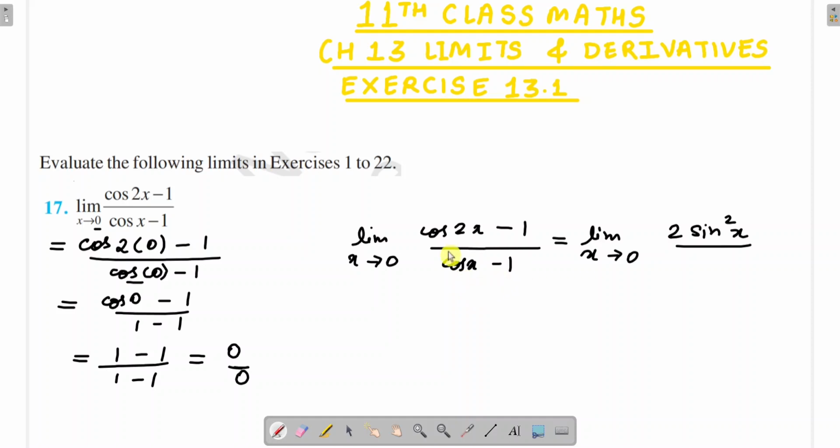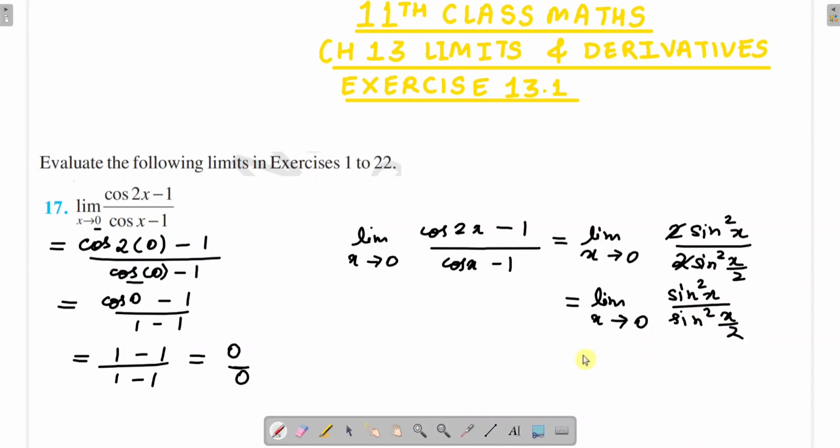Now this is a half angle formula. Cos x minus 1 is what? Cos a minus 1, or cos x minus 1, is minus 2 sine square x by 2. So this will be equal to limit x tends to 0. Now 2 and 2 get cancelled here. You will get sine square x divided by sine square x by 2.